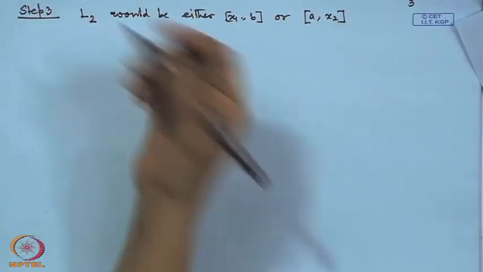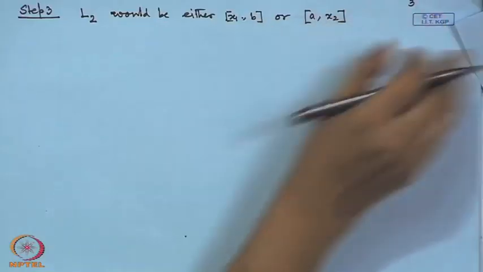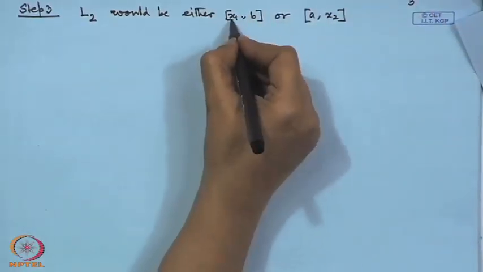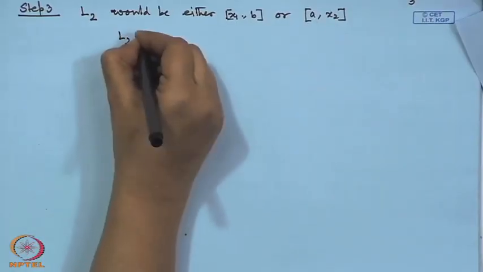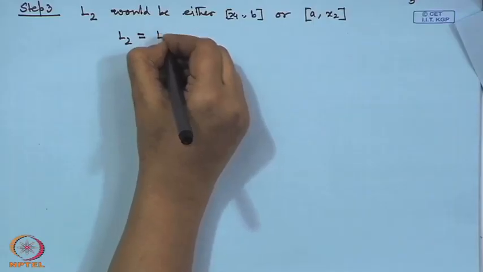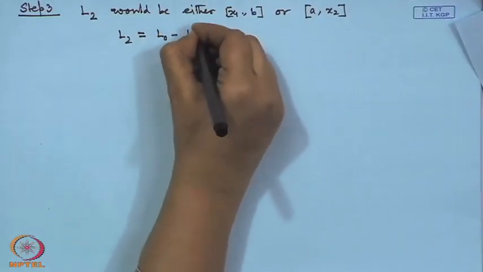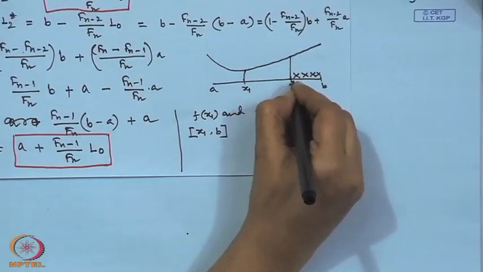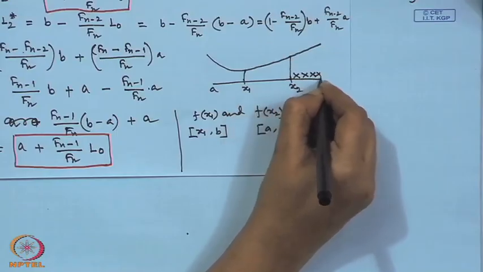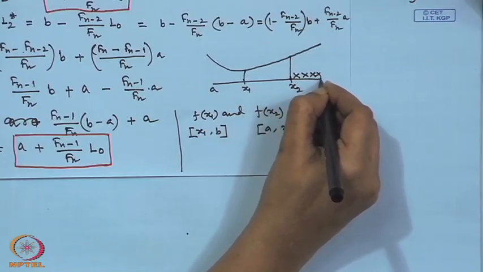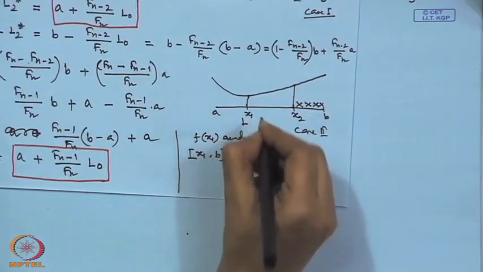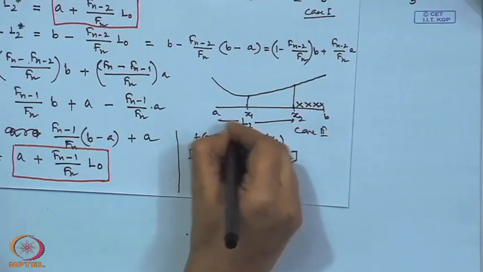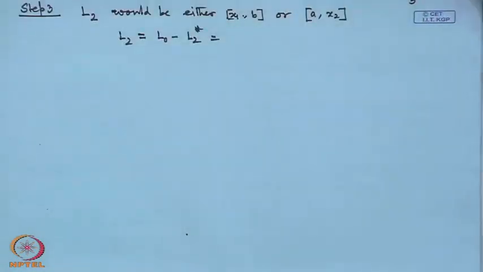Now, what is the length of L2 then? What is the next interval of uncertainty length? Certainly it would be from x1 to b or a to x2, and we will see the nice fact that L2 is equal to L0 minus L2 star, because we are reducing this length, that is L2 star length. This is the length we have considered, x2 from b L2 star distance apart. That is why the next interval of uncertainty L2 is equal to L0 minus L2 star.